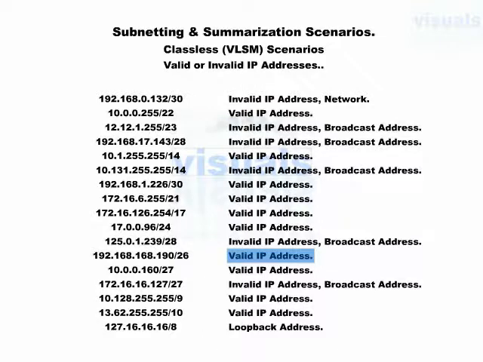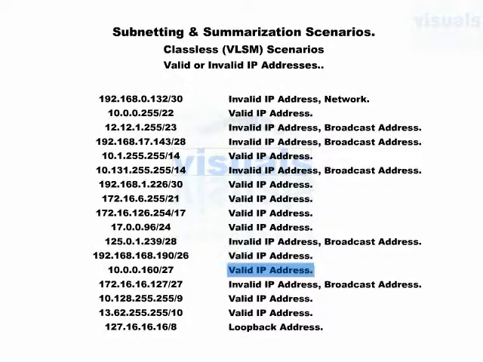Okay, it is a valid IP address because I got the network 192.168.168.128. This network provides valid IP addresses from 192.168.168.129 to 190. This is the last valid IP address for this network. The broadcast address for this network is 192.168.168.191, and the next network is 192. Let's move further. Now for this example, it is a valid IP address.